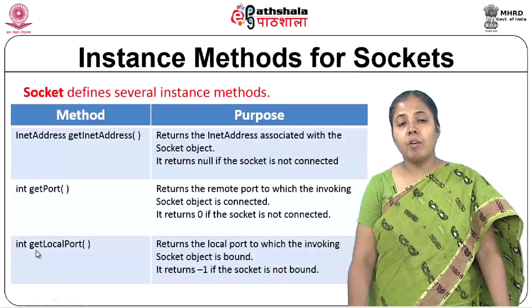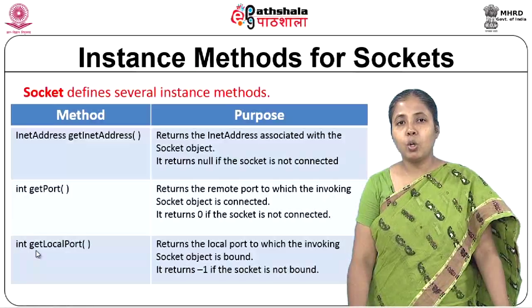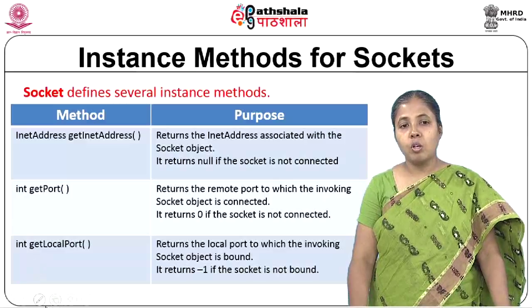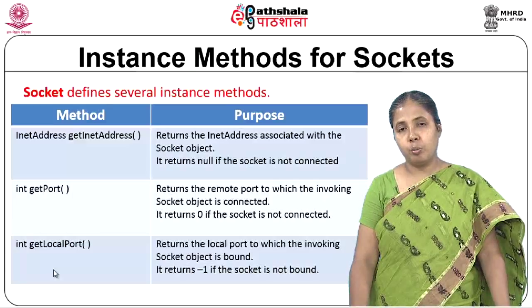And then we have another method called getLocalPort. This returns the local port to which the invoking socket object is bound. So, getLocalPort would give the port number of the local machine to which the socket has been connected, and it returns -1 if the socket is not bound to the machine.